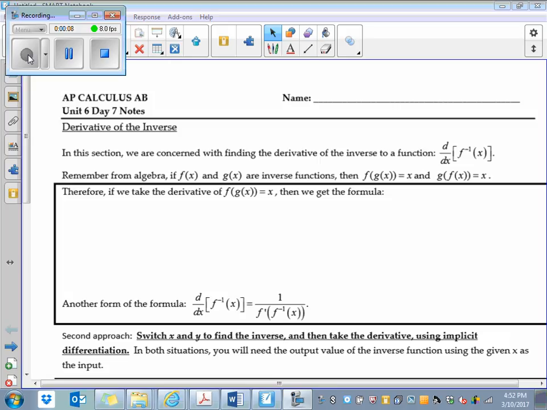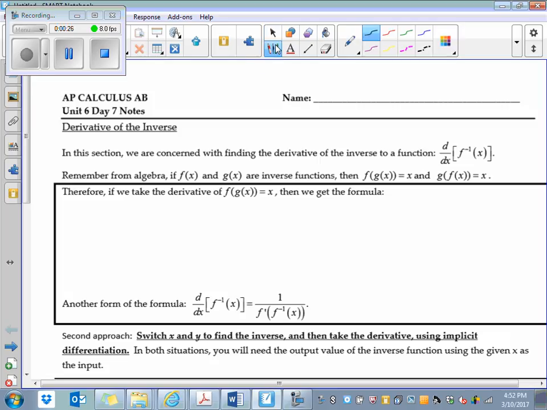It's time for us to do another set of notes. These are the notes on the derivative of the inverse of a function. There are two different ways that we can approach these problems.